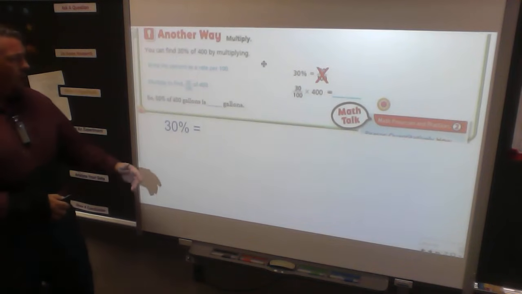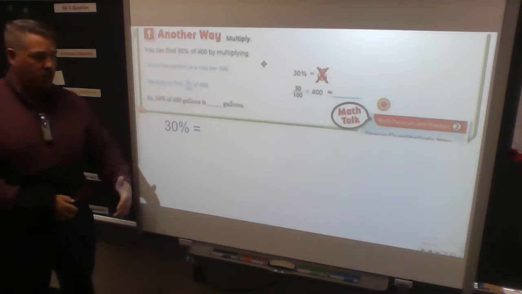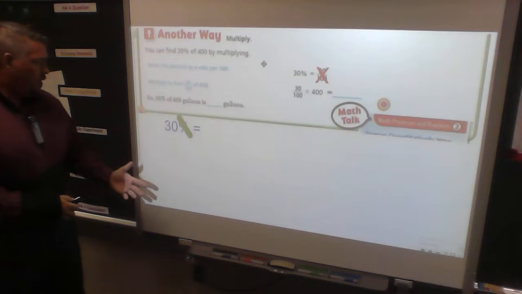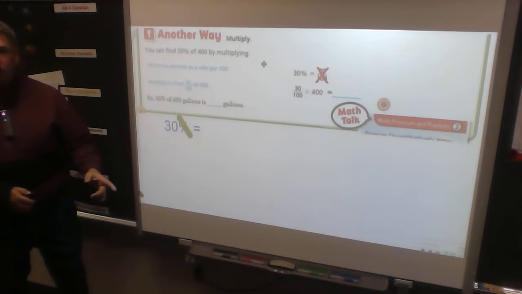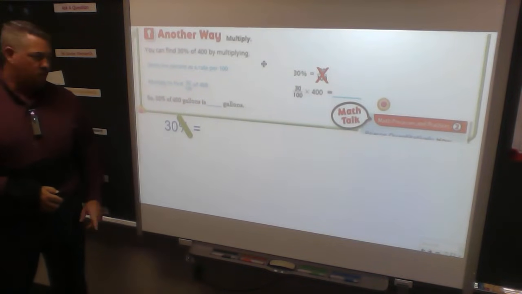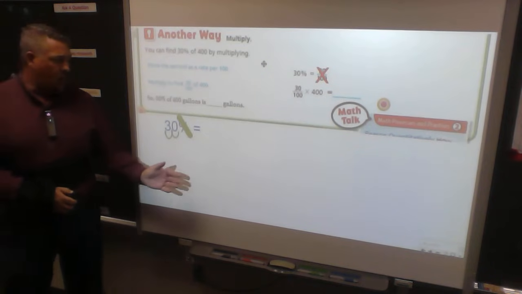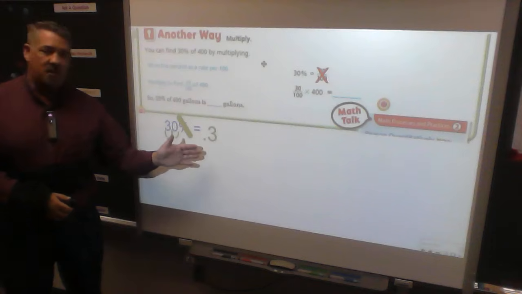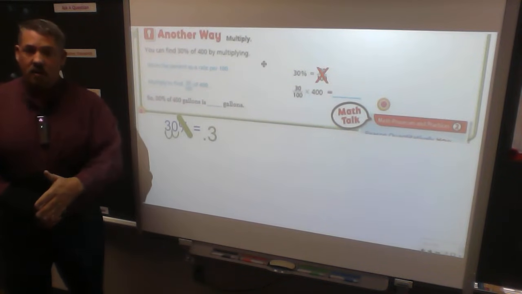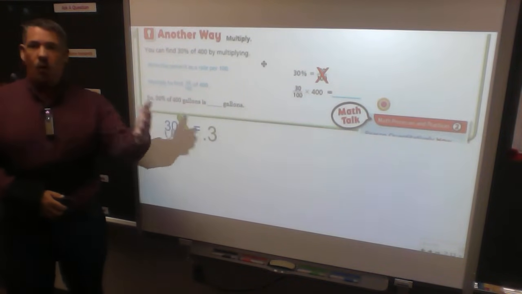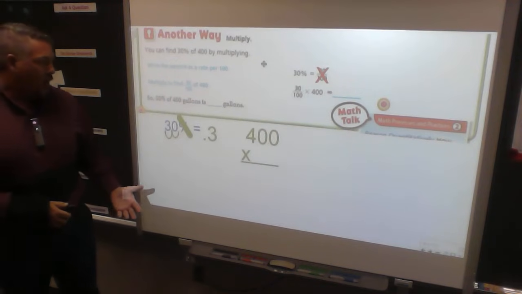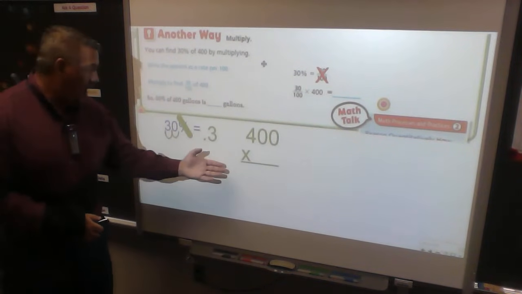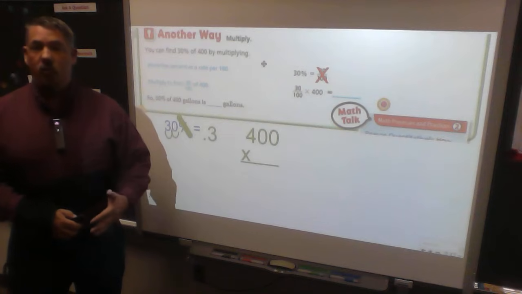We can say, well, instead of doing fractions, let's look at it as a decimal. I'm going to cross out my percentage. I want to move my decimal from right to left 2 times. I know that gives me 0.30, but we get rid of that 0 at the end. So it's just 0.3. So I have 3/10. Of, once again, means to multiply. So I would take my 400 times my 0.3 or my 3/10.